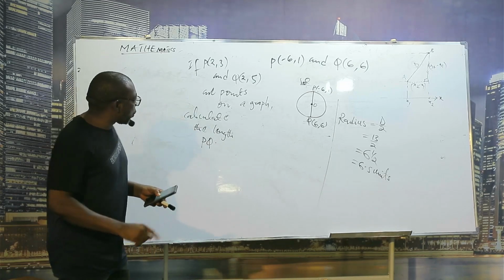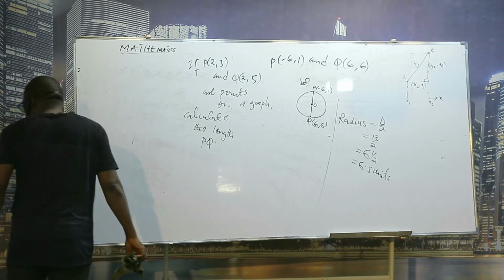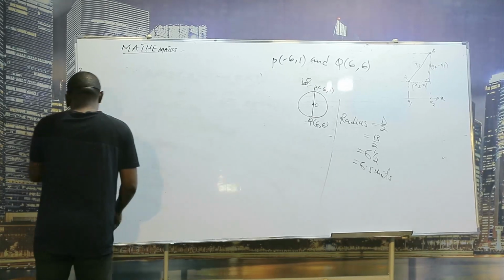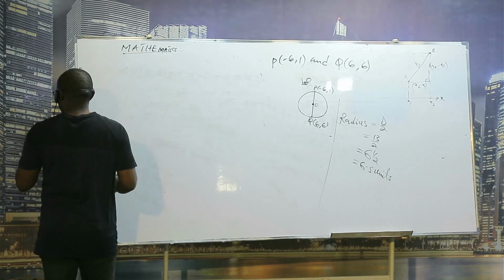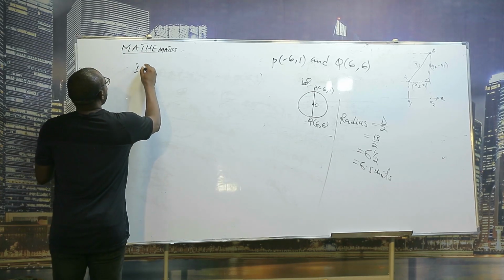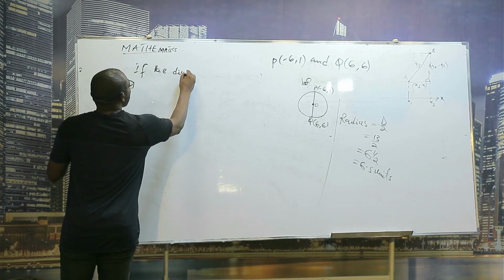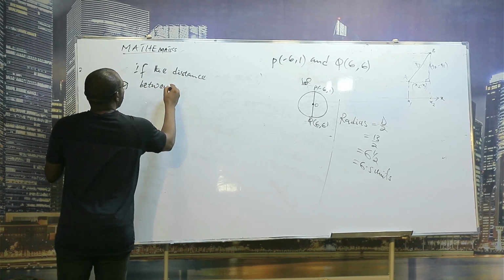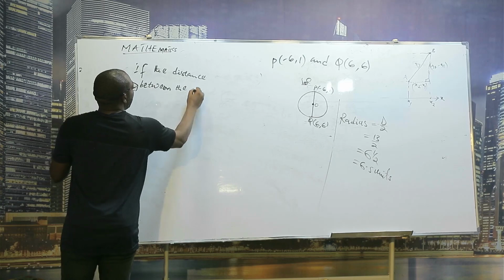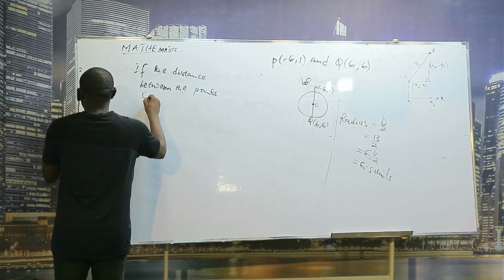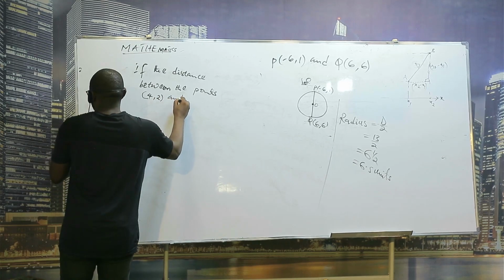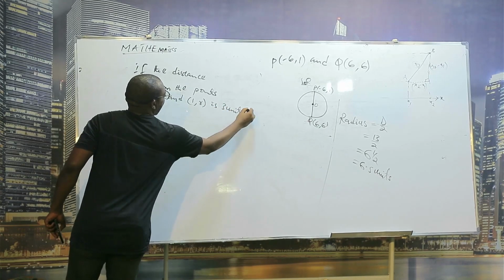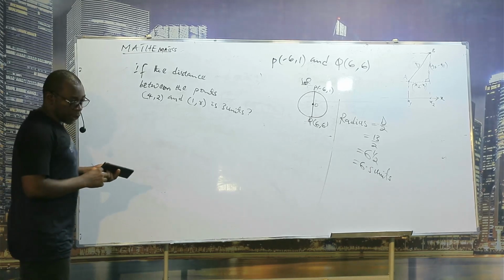What is the value of r? If the distance between the points (4, 2) and (1, r) is 3 units.